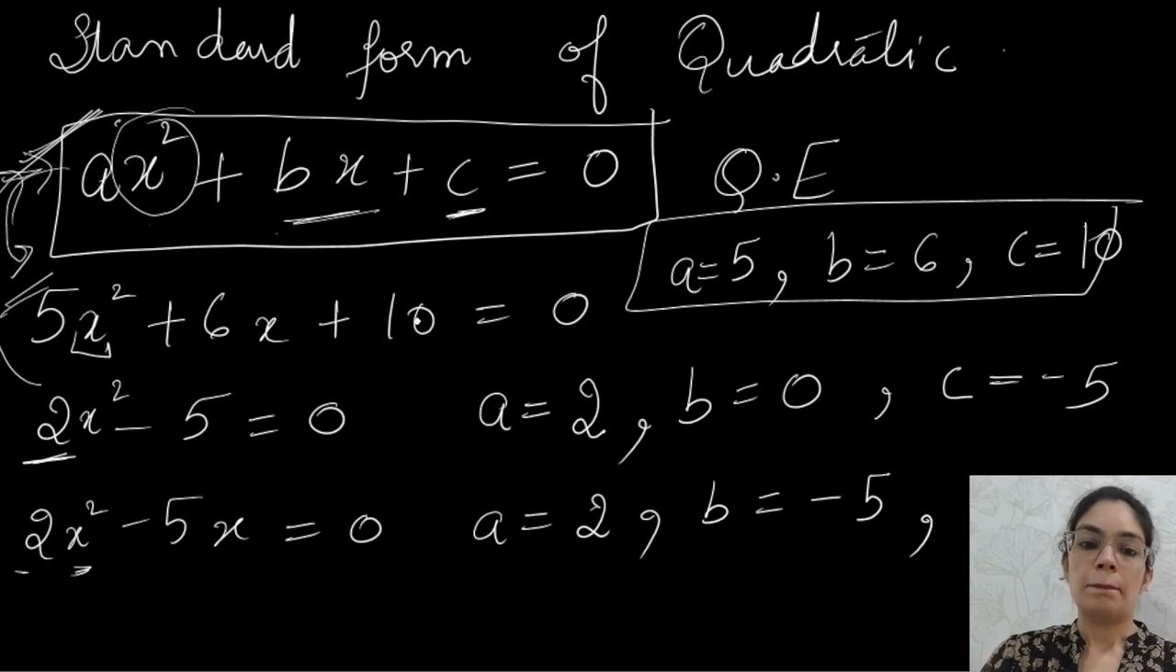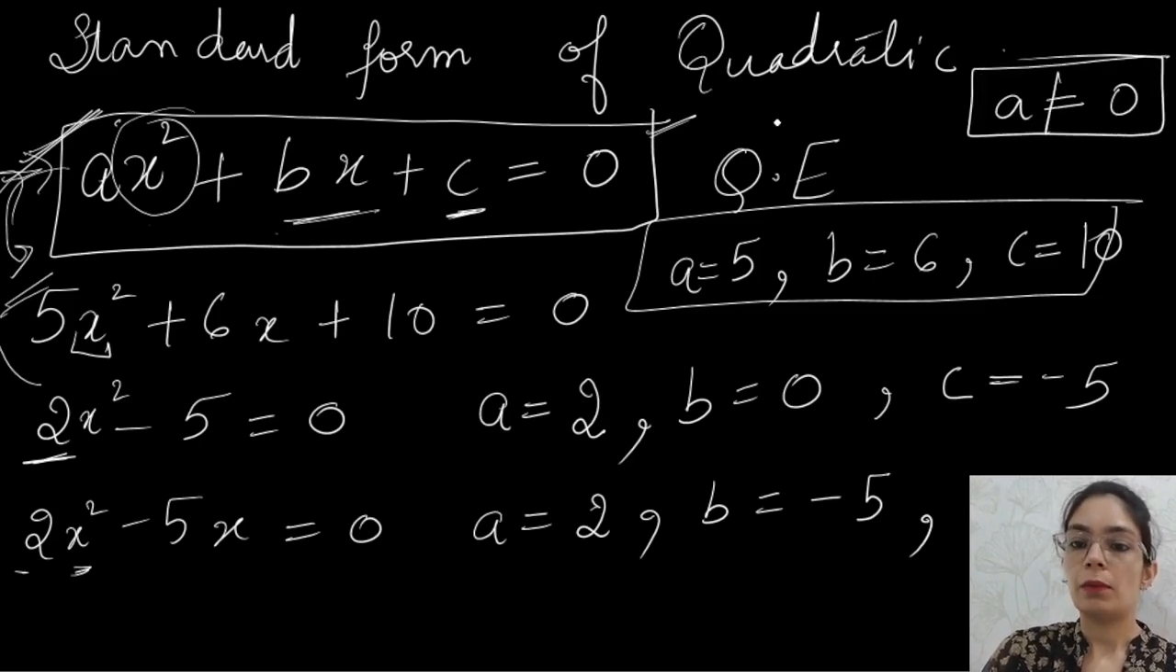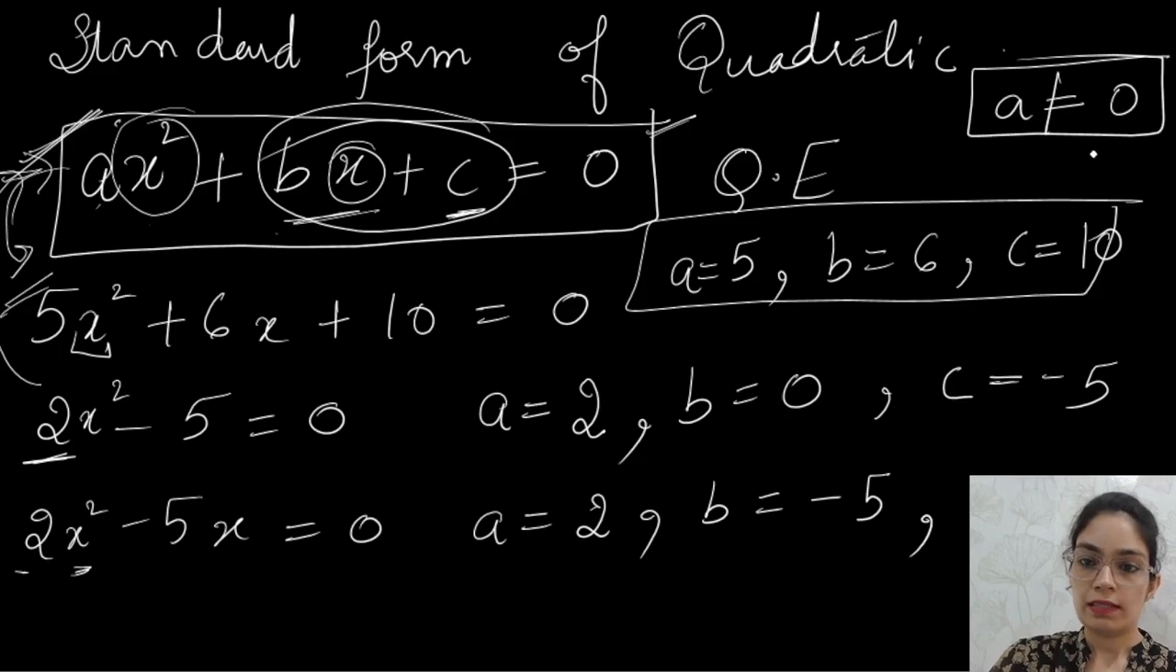In these examples, you can see b can also be 0 and c can also be 0. But in the standard form ax square plus bx plus c, a cannot be equal to 0. This is a very important thing. If a equals 0, then the highest power of the variable will change.